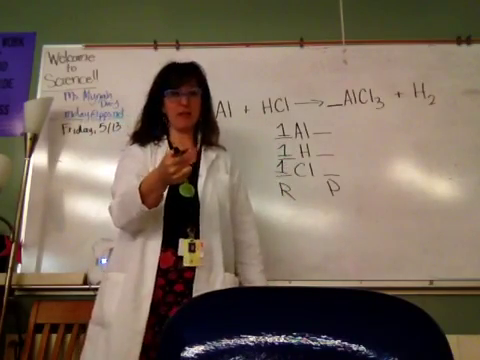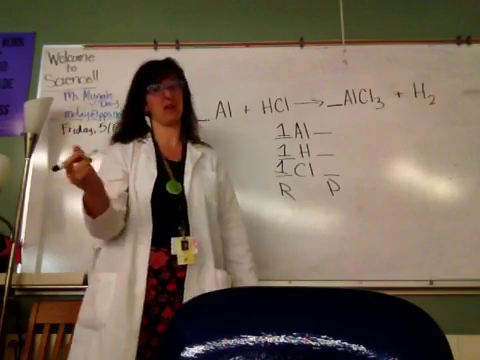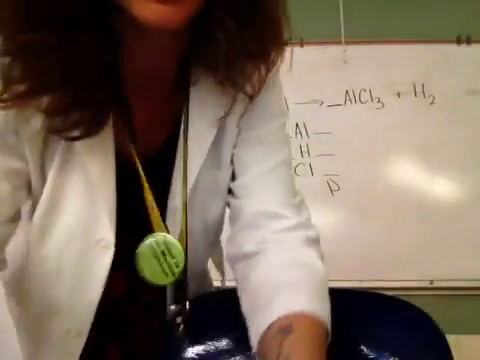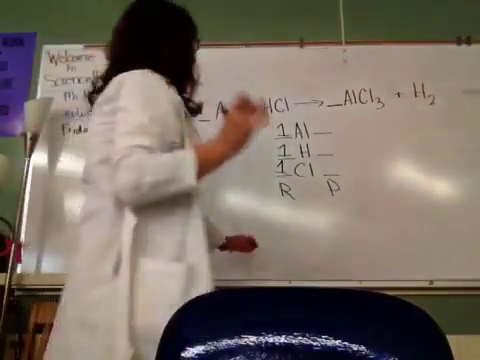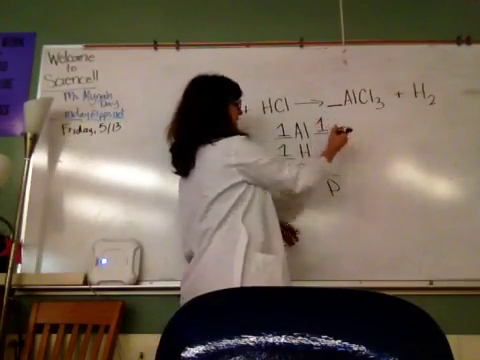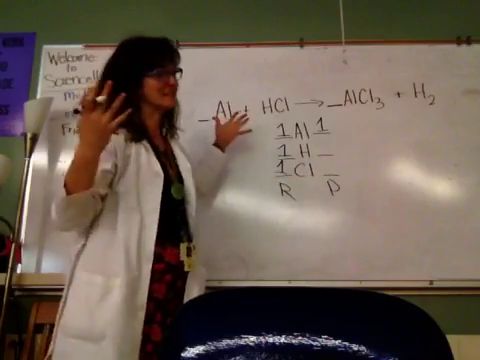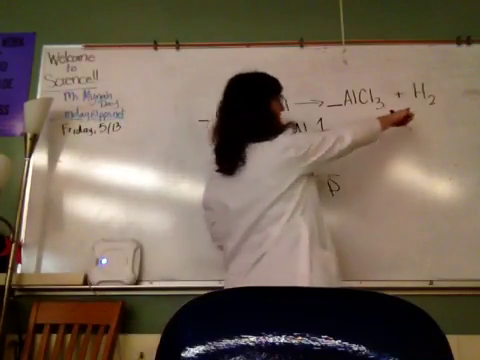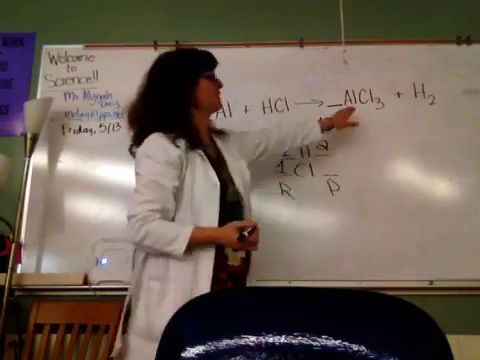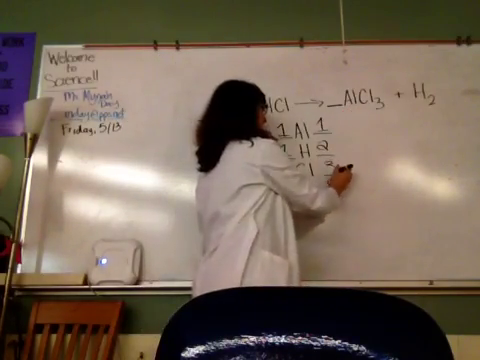I also recommend that you use pencil whenever you are working on this, and even better, maybe use an extra sheet of paper instead of writing it directly on this sheet. So this is where you write your final answer. And then we're going to go to products. We've got 1 aluminum on this side. We're like, sweet, that's balanced. Not quite. Then we go to hydrogen. We've got 2 hydrogens. Then we go to chlorine, and we've got 3.